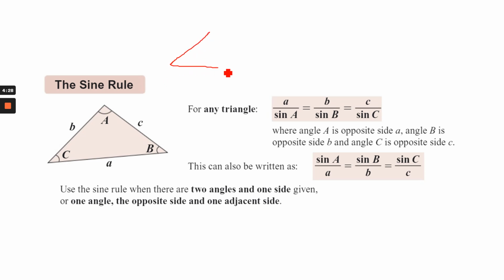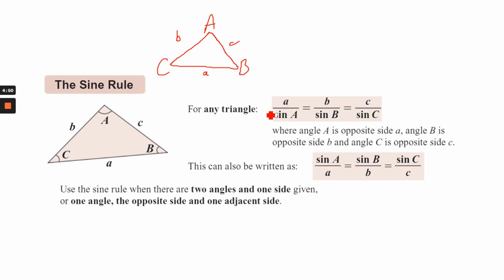So you've got any triangle, I'm just going to talk over it. We label the angles with capital letters, so we've got A, B, and C in capitals. And then the sides are the lowercase version of the capital. So we've got lowercase a here, lowercase b here, lowercase c here.